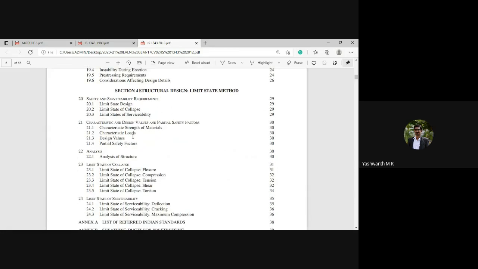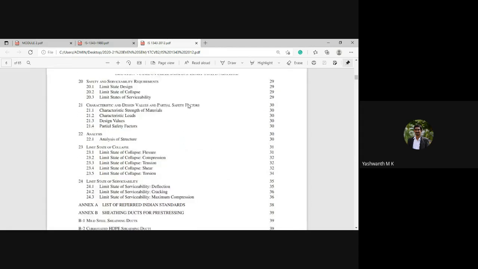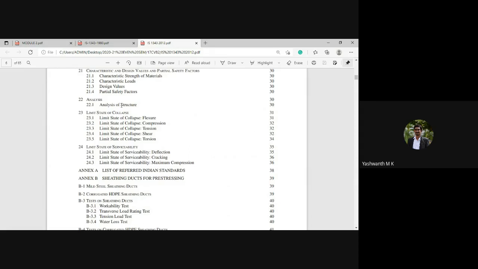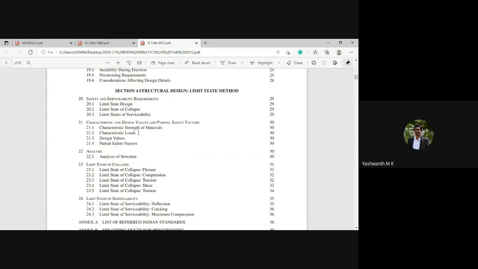Next, in section 4, they have discussed the structural design part, that is the limit state method. As we know, there will be three limit states of design: limit state of collapse and serviceability. The characteristic strength, characteristic loads, design values, partial safety factors, and analyzing the PSC structure. Next, limit state of collapse in flexure, compression, tension, shear, torsion. Likewise, limit state of serviceability: deflection, cracking. All these things are depicted in this particular code.